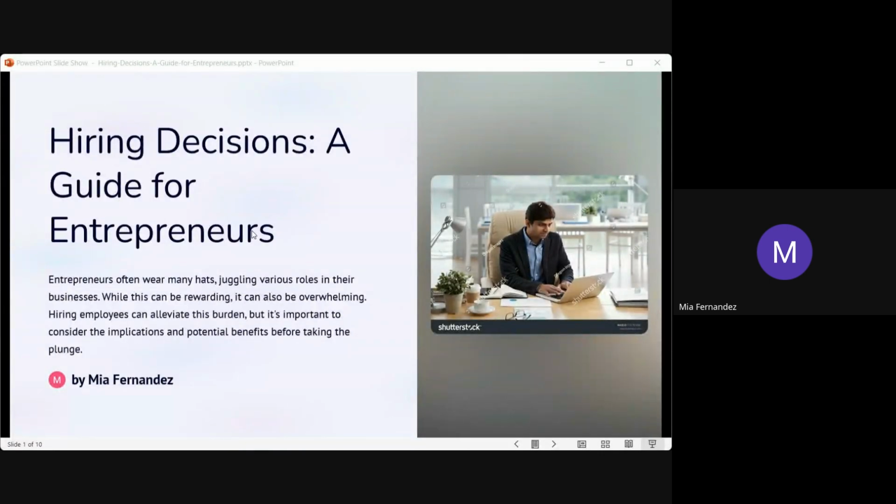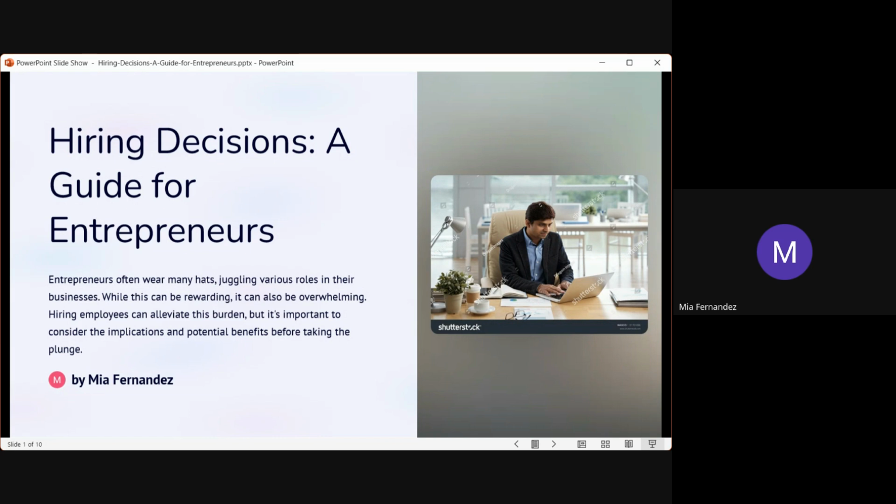So, when you say hiring decisions, a guide for entrepreneurs. Of course, hindi forever na ikaw lang mag-isa. Lalo kung sole proprietor ka or mag-isa mo lang nag-start ka. Kung lalaki na yung business mo, there is a tendency for you to hire more people.